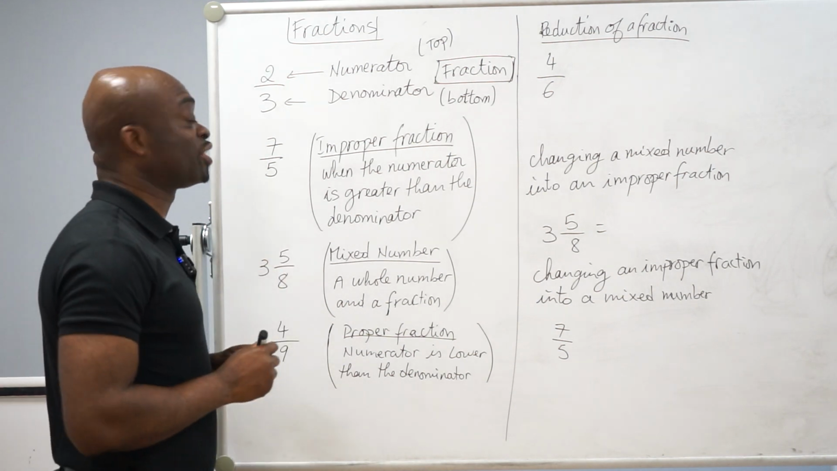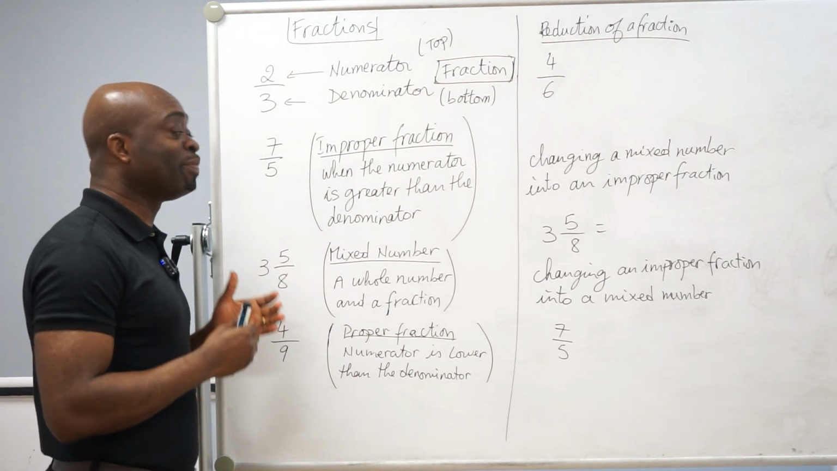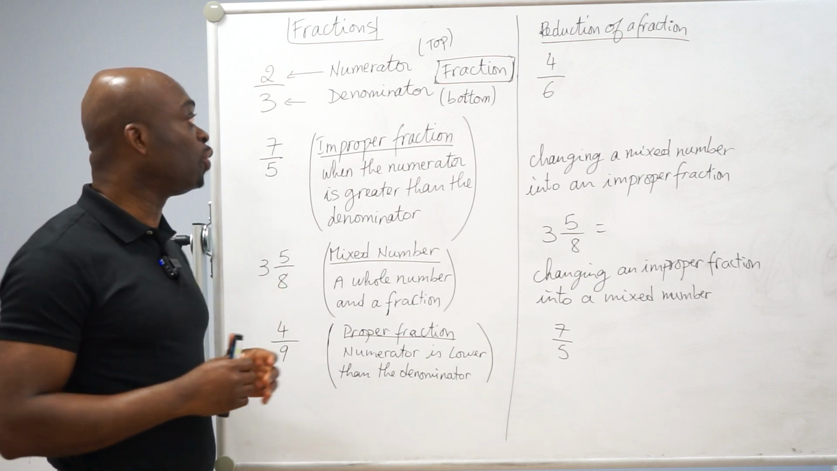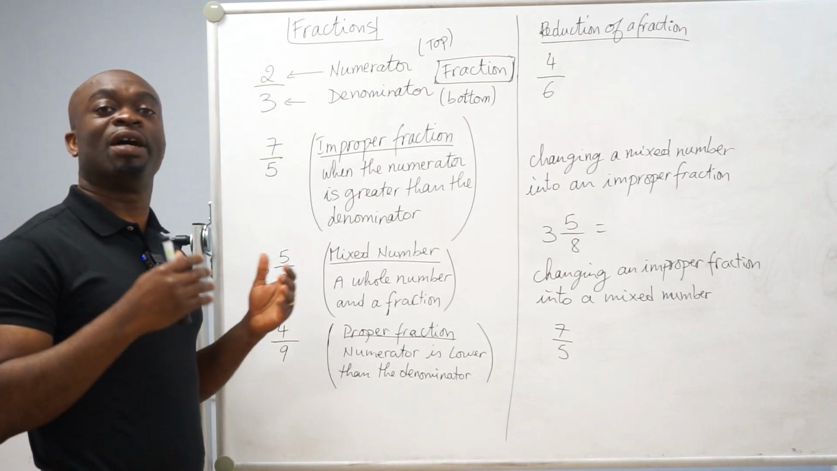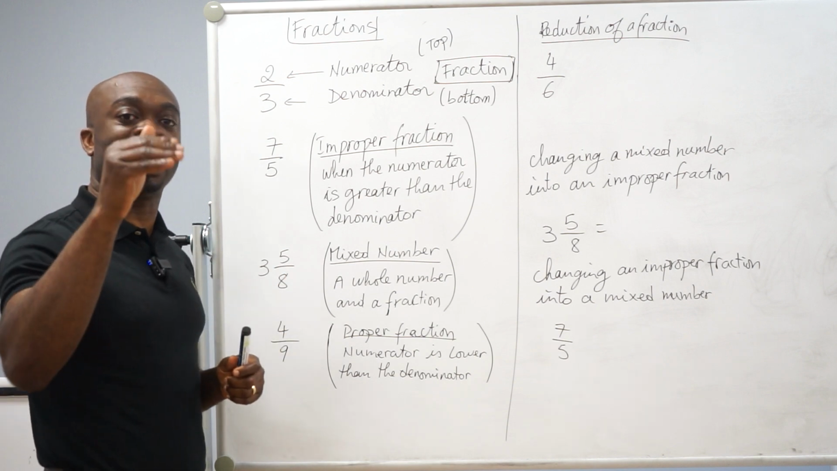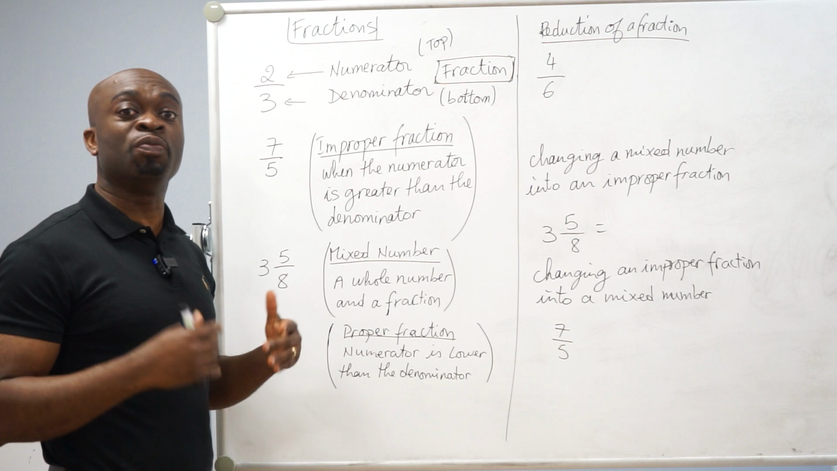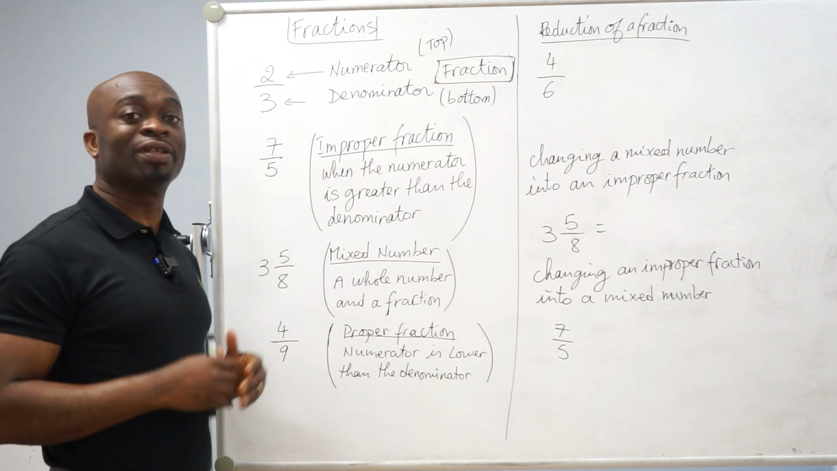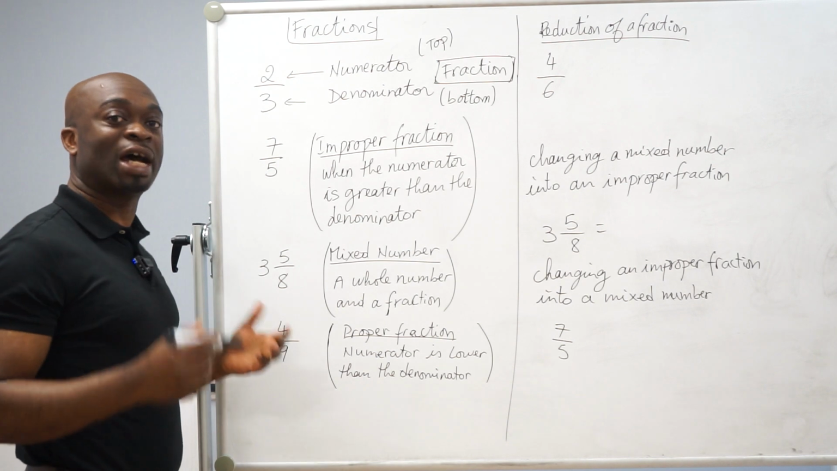Guys, we're dealing with fractions here, okay? So these are just the fundamentals of fractions. If you understand the basics of fractions here, you're good to go. So 2 over 3 is what we call a fraction, okay? We have a number on the top and a number at the bottom. The top number is what we call the numerator. The bottom number is what we call the denominator, okay?